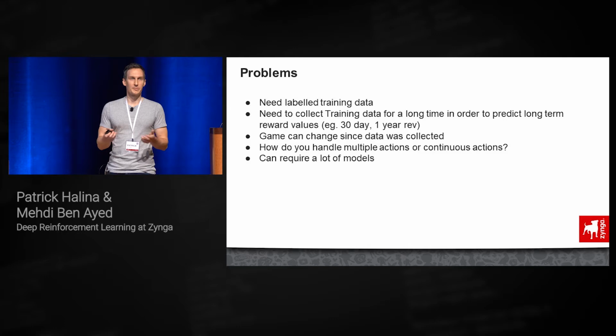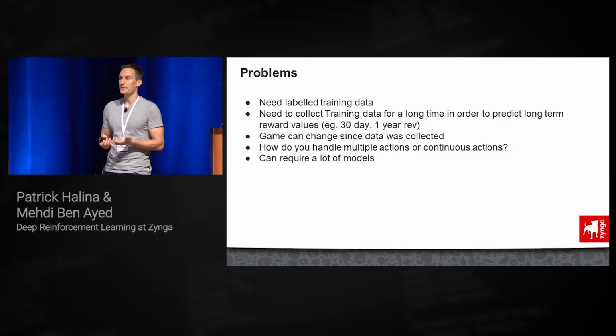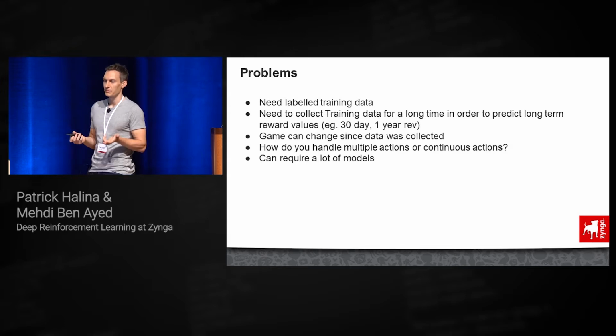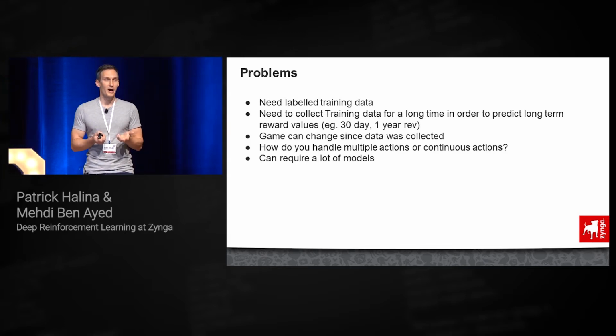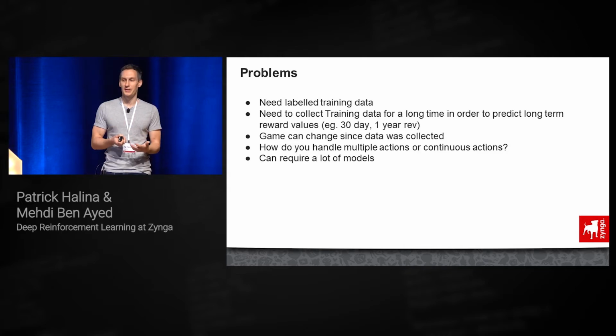But this has its own set of problems. To train a supervised model, you need labeled training data. And often, if we're trying to maximize some type of long-term reward or long-term outcome, a proxy for that is like 30 days of data or 1 year of data, which means for a long time, you have to serve up these different actions to users in various states, and then wait a year or 30 days or however long it is to get the outcome you're trying to measure.